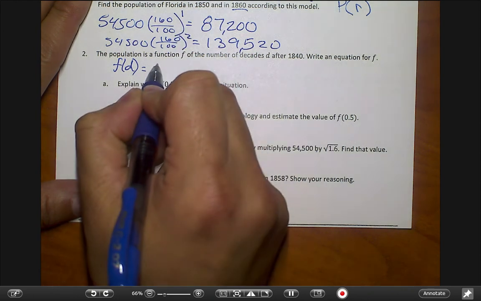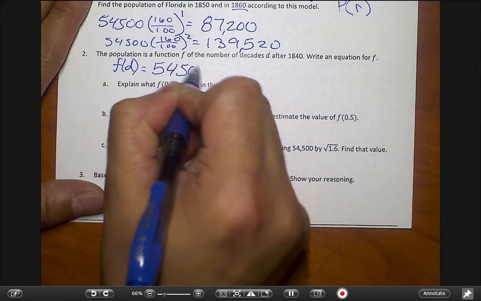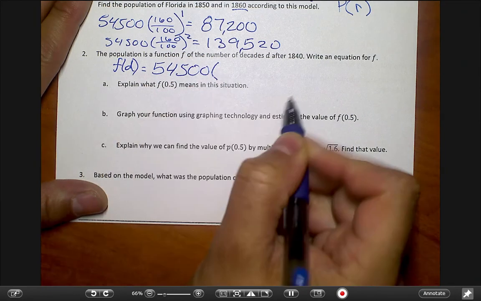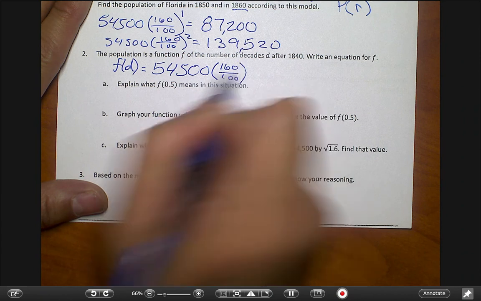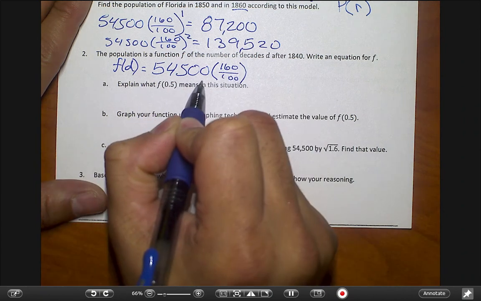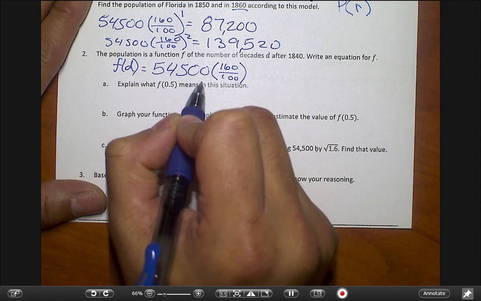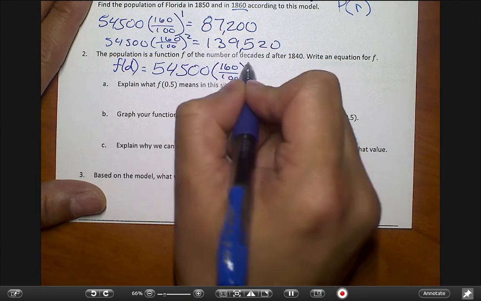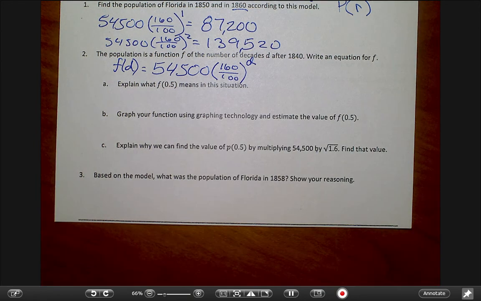say the whole thing. 54,500 times 160 over 100 raised to the d. Oh, big brain, because it said we're using d for my variable. Good job, right?